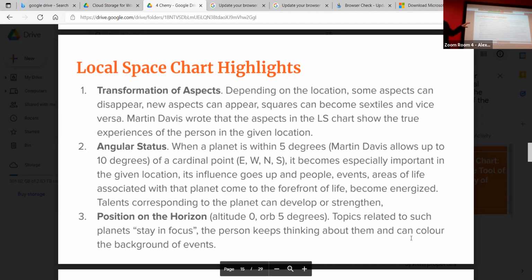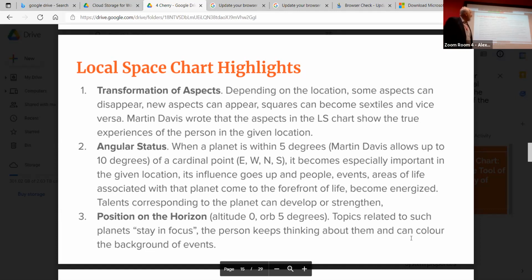Actually, there are like 6 channels of information offered to us by local space chart. And the first, I already told you, is transformation of aspects. Depending on the location, some aspects can disappear completely. New aspects can appear, and they can be transformed, like squares can become trines, or trines can become squares, and vice versa.